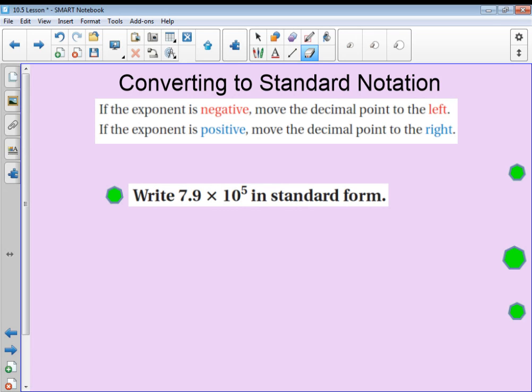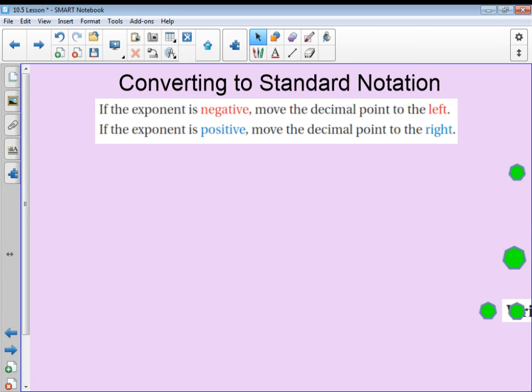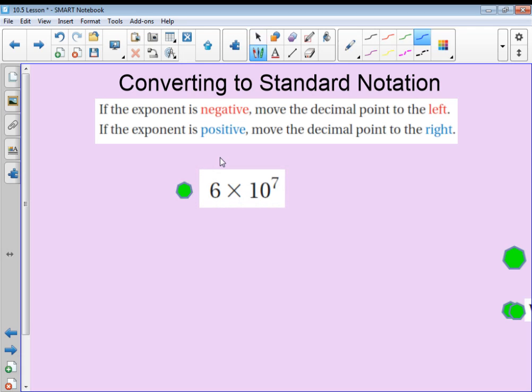Let's try another one. Six times 10 to the 7. This is one that tends to throw people off. First of all, we're going to move 7 places, and it's positive, so we're going to go to the right, because that's where our positives are on a number line. No decimal means it's right here, right behind, or to the right of, that 6. So I'm going to go 7 places this direction. In other words, I'm going to add 7 zeros. So 6 and then 1, 2, 3, 4, 5, 6, 7. Okay, so I have 60 million.